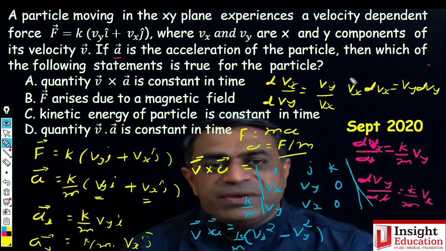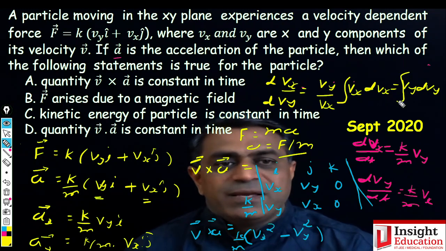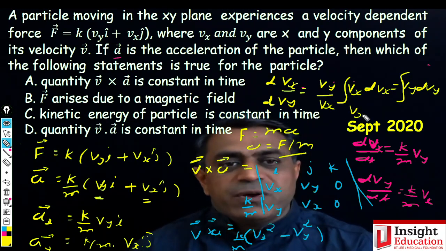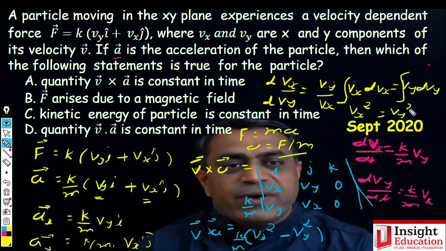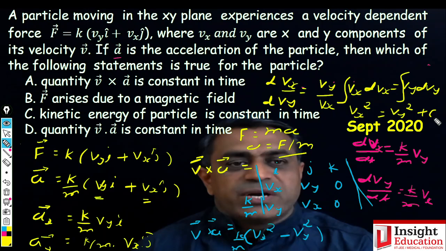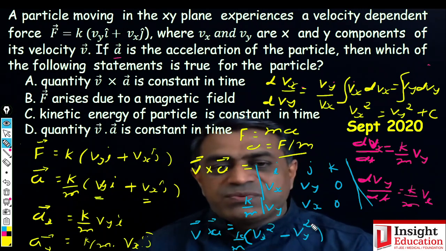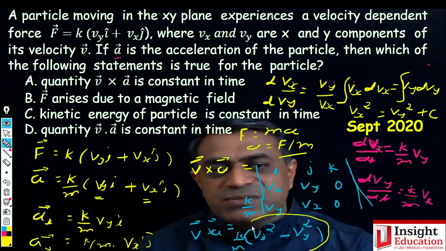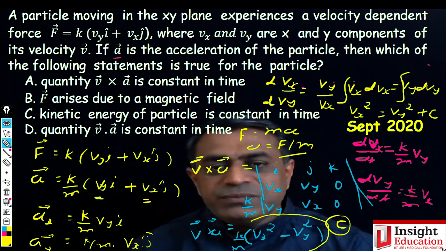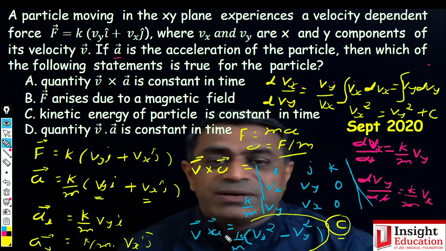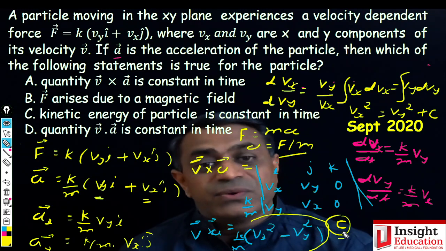Okay, so now if I integrate both sides, then I will get vx square by 2 is equal to vy square by 2 plus a constant of integration. So I can say vx square minus vy square is equal to c. So vx square minus vy square, I can replace by c. It means now v cross a is equal to constant. V cross a is equal to constant.